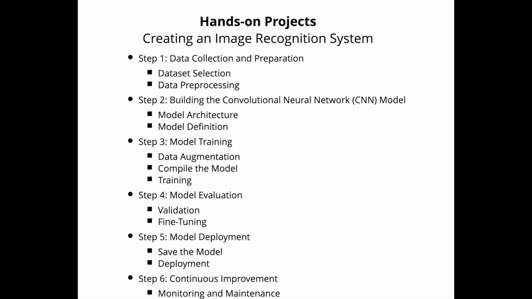Step 2. Building the Convolutional Neural Network, or CNN, model. Model architecture: design a CNN architecture suitable for image recognition. You can start with a simple architecture like LeNet or use more complex architectures like ResNet, Inception, etc. Model definition: define the CNN model using TensorFlow's Keras API. Specify the number of convolutional layers, pooling layers, fully connected layers, and output layers.